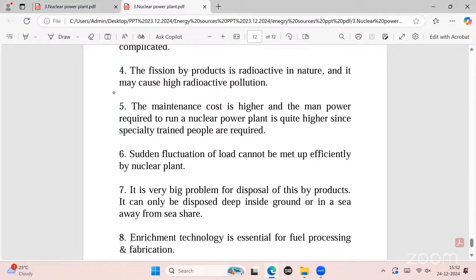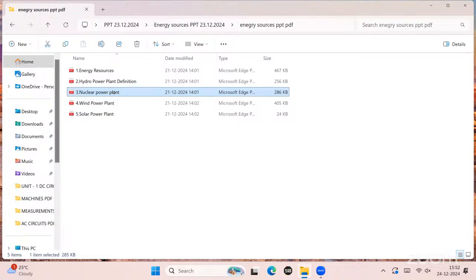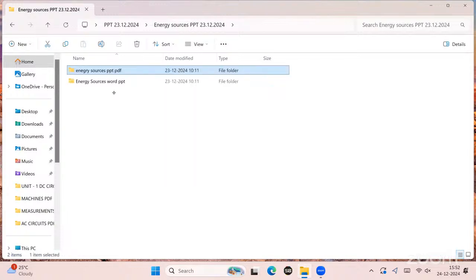So we have completed energy sources. Still we have two topics. What are the two topics? Electricity bill, and next one, safety measures. That is good notes. We will give you the notes. My notes are enough, I think.